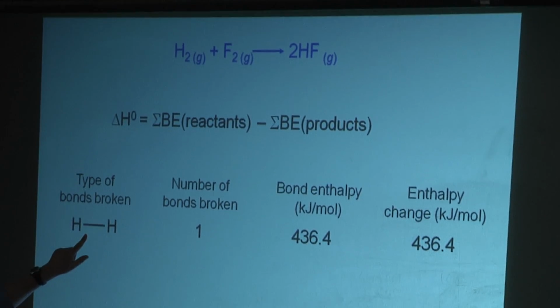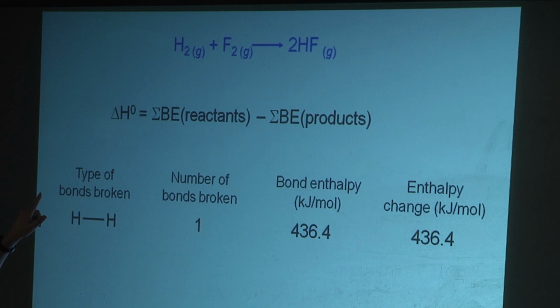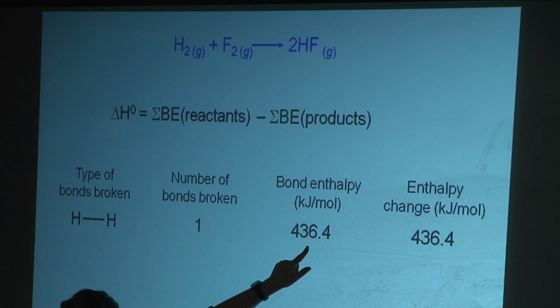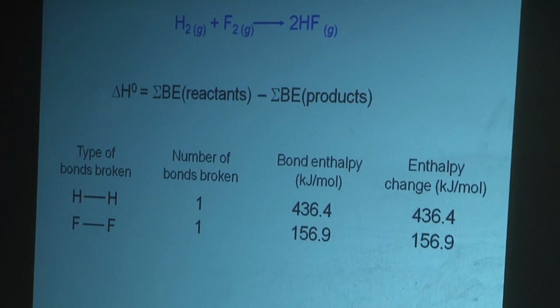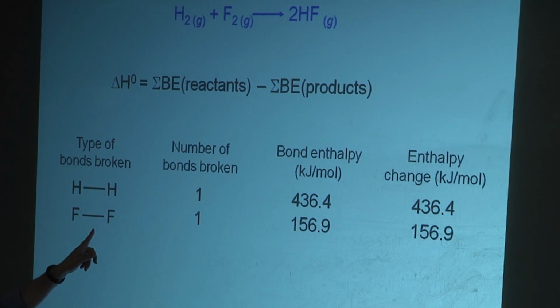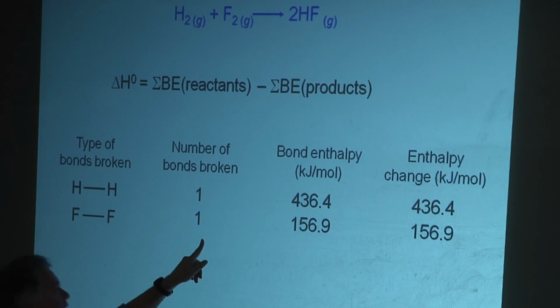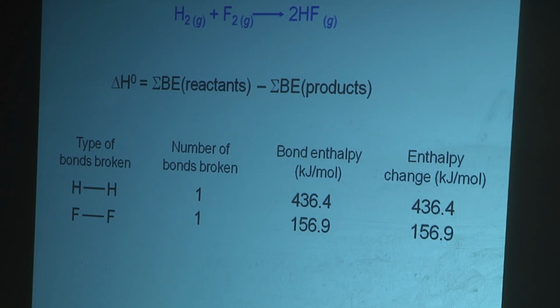So I've got one molecule of H2 on the left-hand side. That's a reactant. I'm just breaking the one bond there. And I know from that table I just looked at that it takes 436.4 kilojoules to do that with a mole of hydrogen molecules. I have to do the same thing for the other reactant. That's fluorine. I'm only breaking one bond. The fluorine single bond is one of the weakest bonds among homonuclear diatomics. It's only about 157 kilojoules per mole.